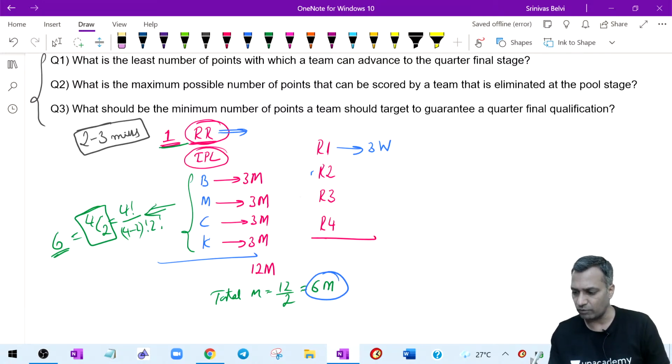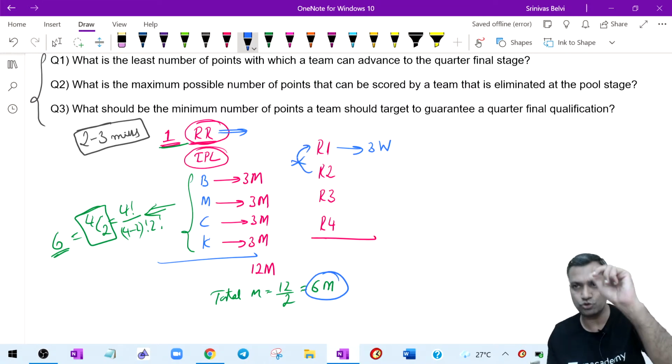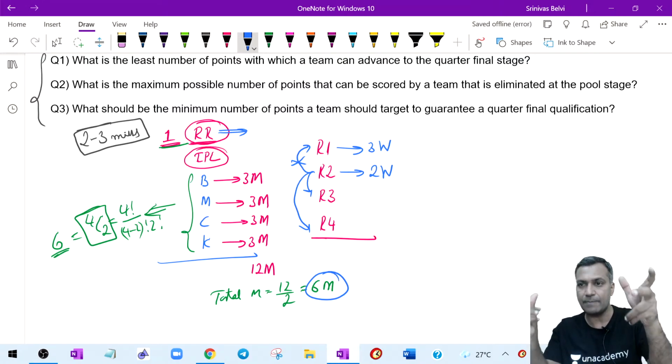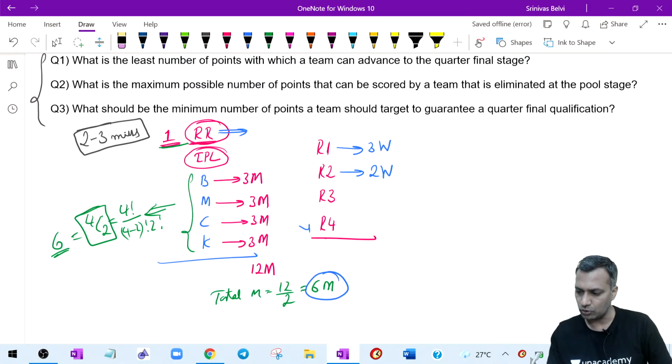What about rank 2? They would lose against team 1. They are supposed to lose against the rank 1 team, but they are supposed to win against rank 3 and rank 4, which means I expect them to win 2 matches out of the 3 matches that they play. Fair enough. Okay, what about the rank 3 team? What is my expectation? They lose against rank 2, they lose against rank 1, but they win against rank 4. I expect that they win 1 match.